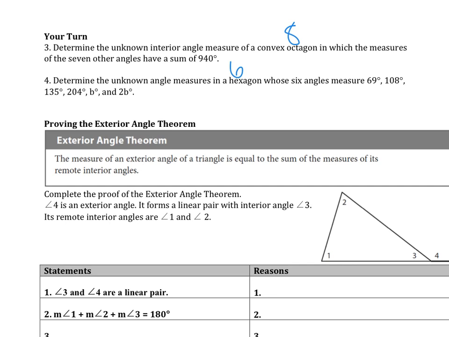I saw 8 up there. Okay, and then it tells us the 6 angle measures this time are 69, 108, 135, 204, B, and 2B. So work on those 2 problems in your group.